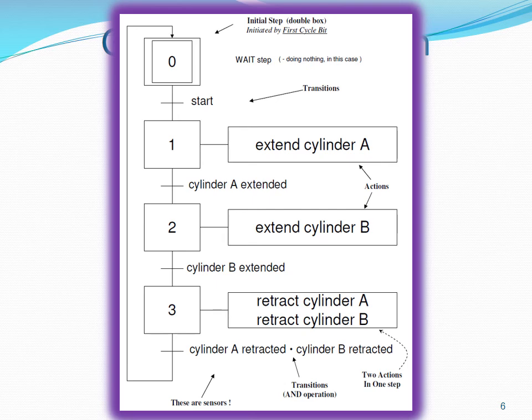In step 2, cylinder B is extending. When cylinder B is fully extended, the system moves from step 2 to step 3. In step 3, both the 2 cylinders A and B are retracting. When the 2 cylinders are fully retracted, the system moves from step 3 to 0, which is back into the idle state.